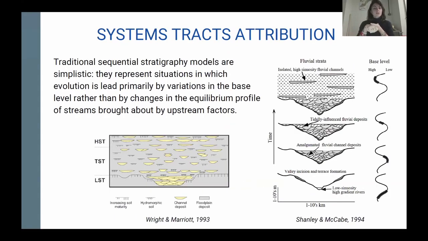So basically, the traditional sequence stratigraphy models are simplistic because they represent situations in which evolution is led by variations in the base level, instead of changes in the equilibrium profile of streams caused by upstream factors.